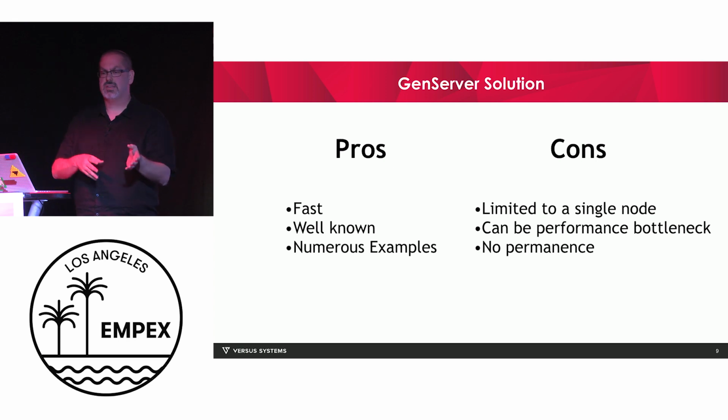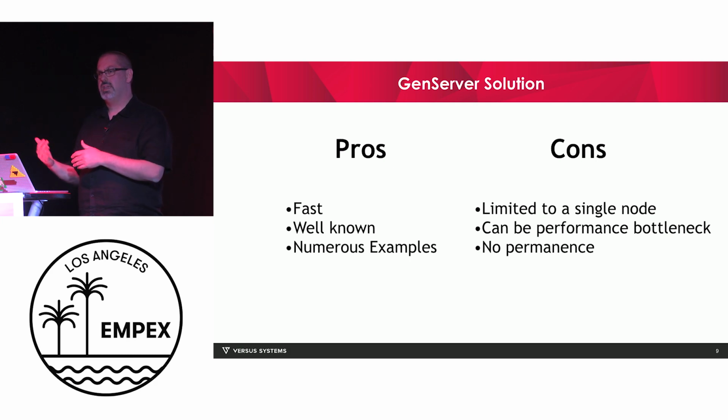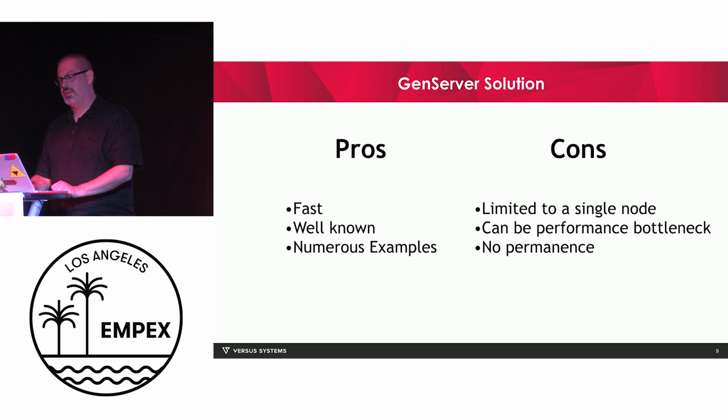We can ask a different node, please give me this information from this GenServer, but it still has to live somewhere. And if that node goes away, that data goes away as well, and other nodes can't talk to it and get that data. It can also be a performance bottleneck because that receive loop is processing those messages one at a time. And that means for every read and for every write, you have to wait for your turn. If it's heavy volume, that could end up being a bottleneck there. And there's no permanence, as I mentioned. If it dies, it goes away.